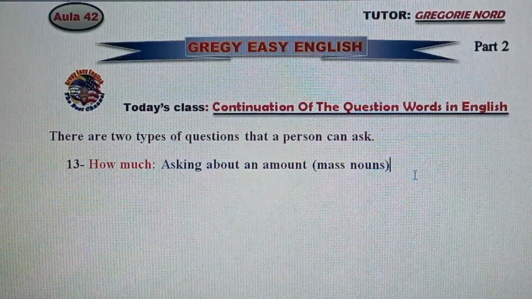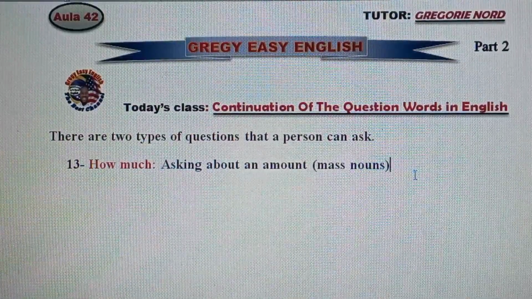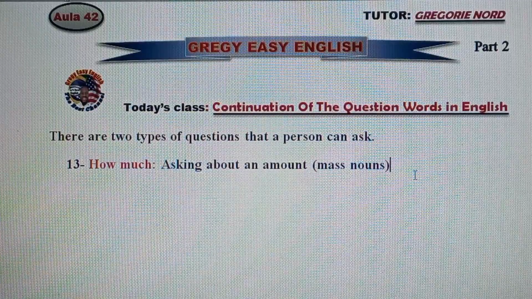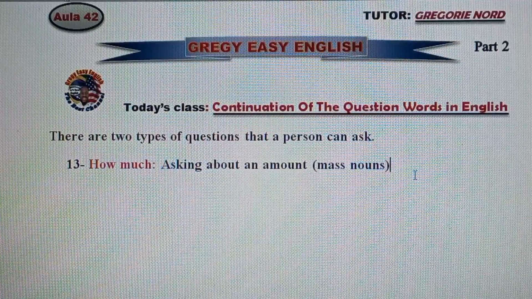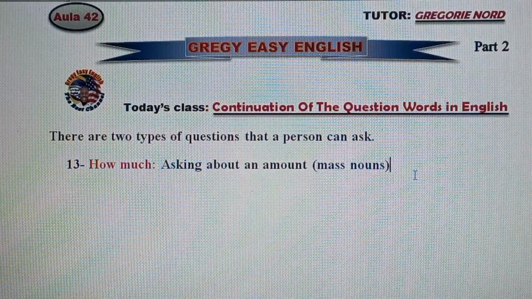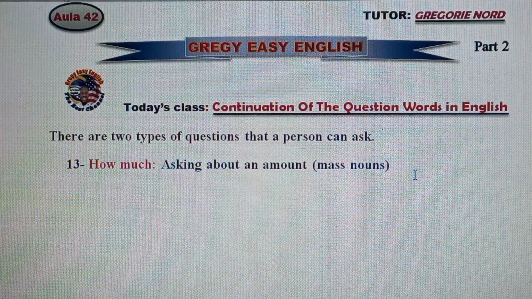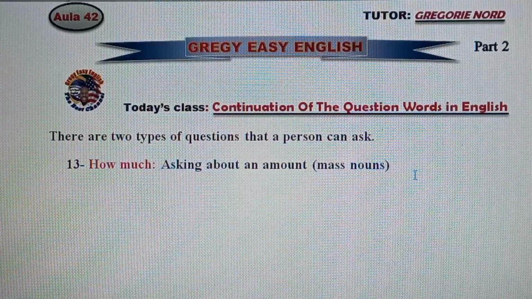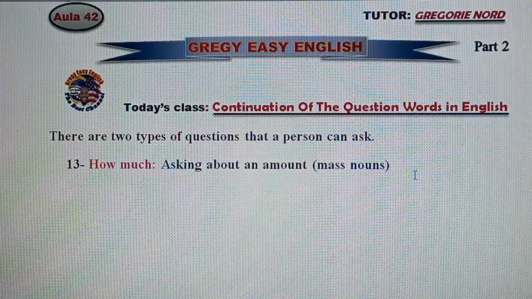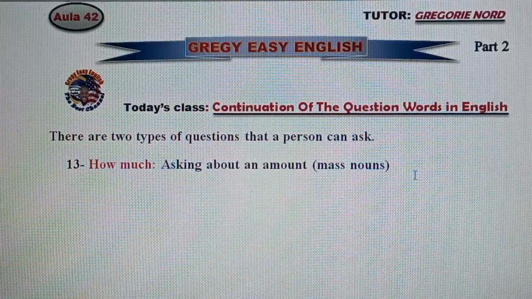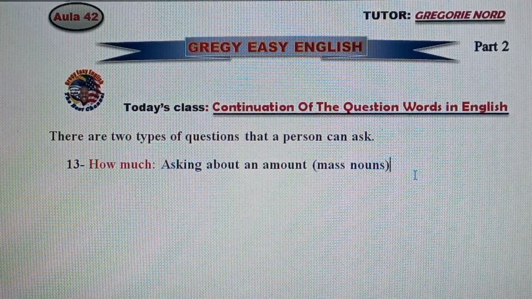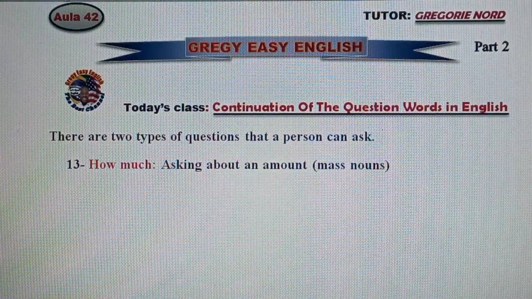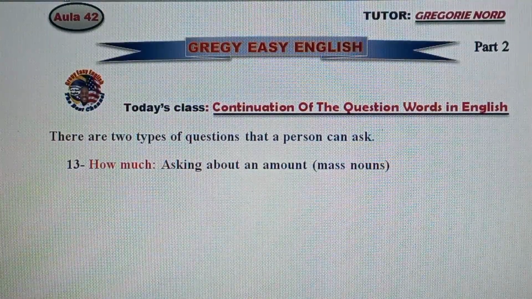Ok, guys. How much, asking about an amount. But mass noun. Asking about mass noun. Vamos entender, pessoal, o que significa asking about an amount, but mass noun.